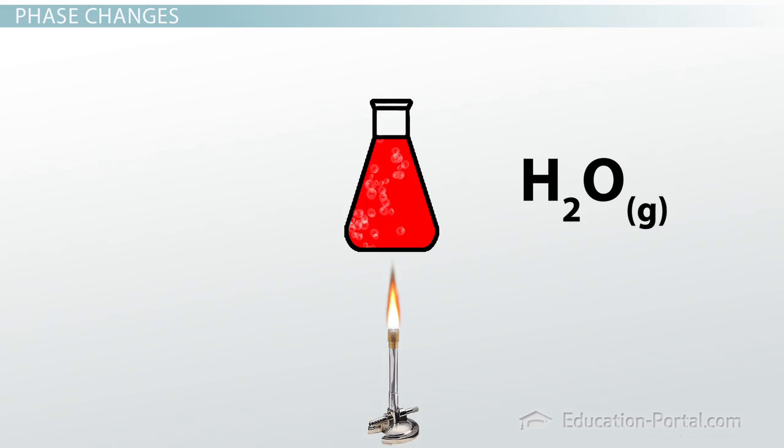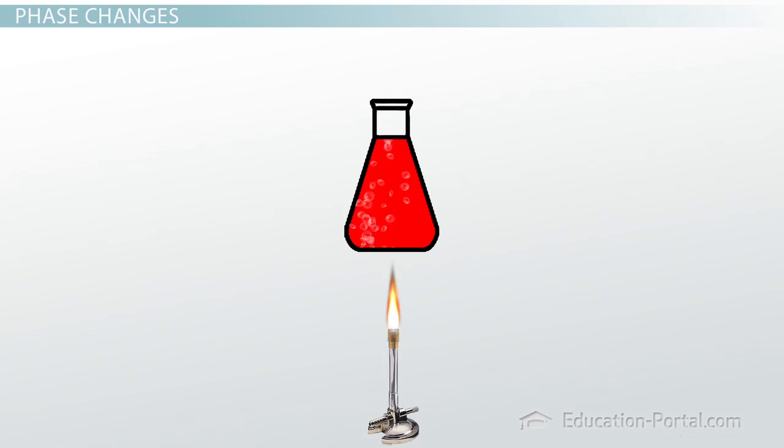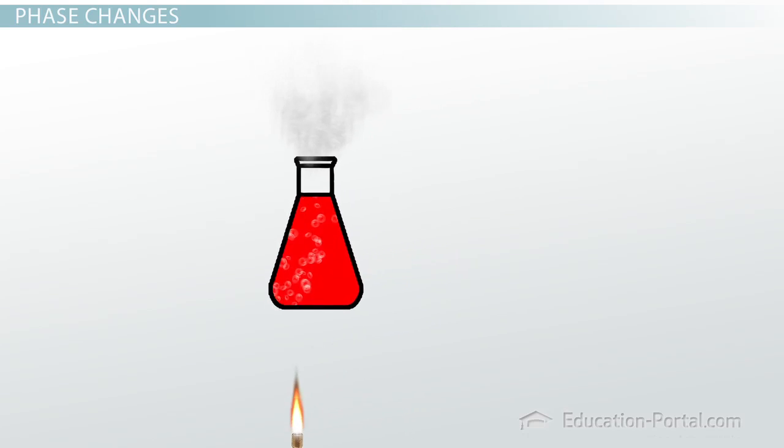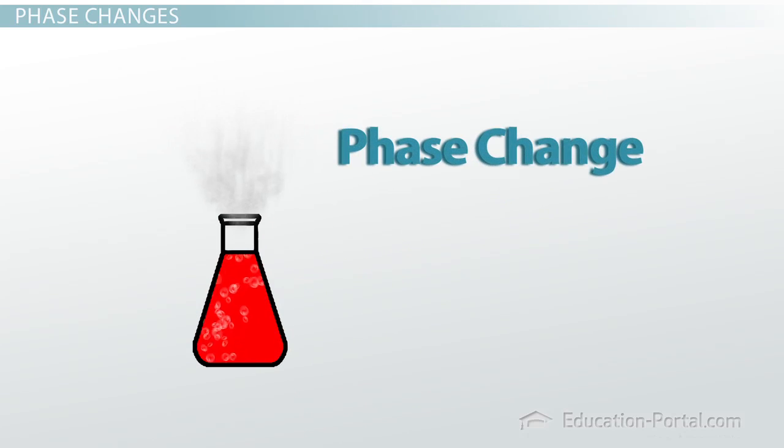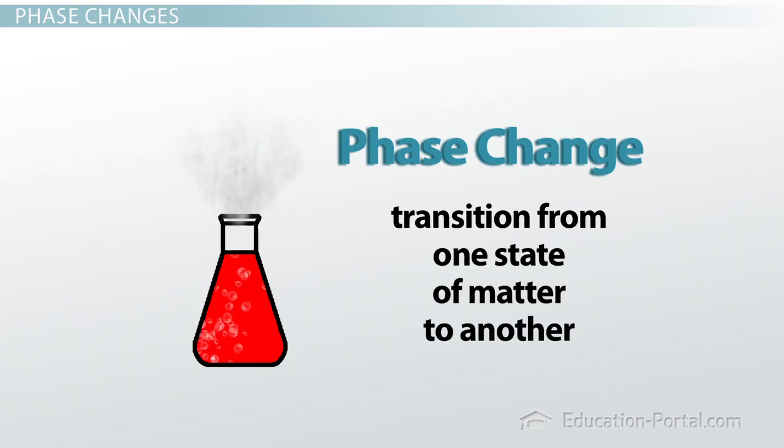If the temperature stops increasing, then where is all that extra energy going? It is being used to turn the liquid water into steam, or water in the gas phase. So what you're seeing inside of those bubbles is really just water vapor. This transition from a liquid to a gas is called a phase change. A phase change is the transition from one state of matter to another.